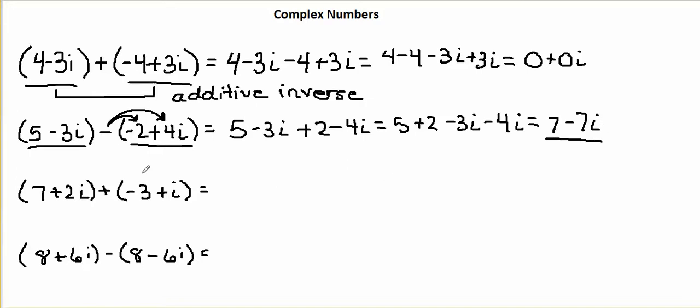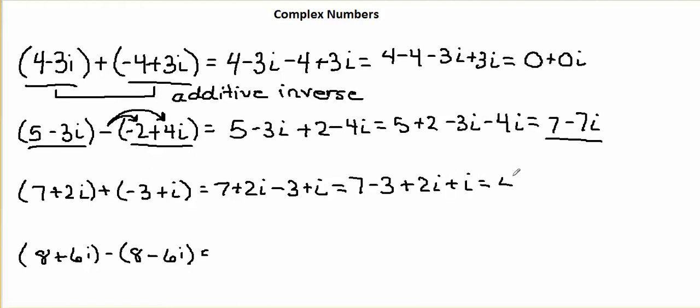Let's do the same with this. Again, this is an addition. When we distribute that positive 1, it really doesn't change that second number. So let's rewrite this. Combine our real parts, 7 minus 3. Combine our imaginary parts, 2i plus i. Let's add our real parts together to get 4, and our imaginary parts. When a number is missing in front of your i, it's just going to be a 1. So when we add the imaginary part, 2 plus 1 is 3i.